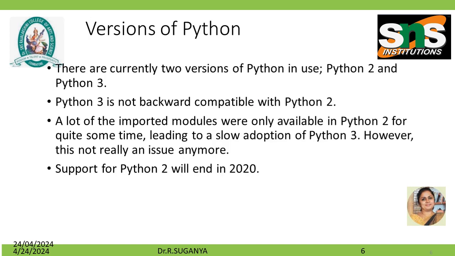The versions of Python. There are currently two versions of Python in use, Python 2 and Python 3. Python 3 is not backward compatible with Python 2. A lot of imported modules were only available in Python 2 for quite some time, leading to a slow adoption of Python 3. However, this is not really an issue anymore. Support for Python 2 will end in 2000.